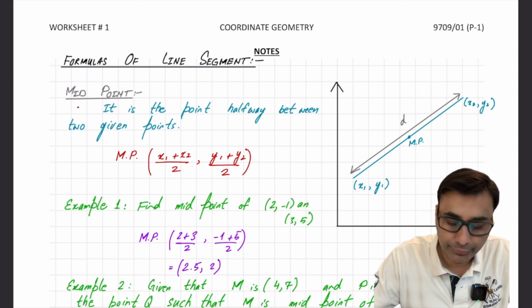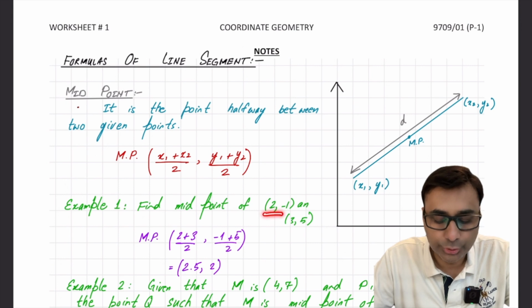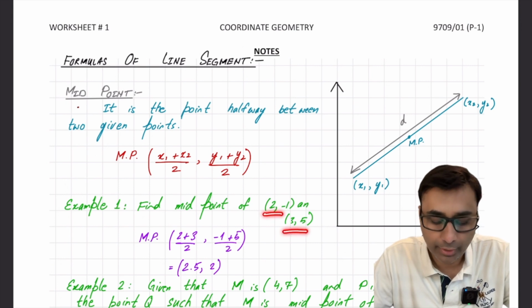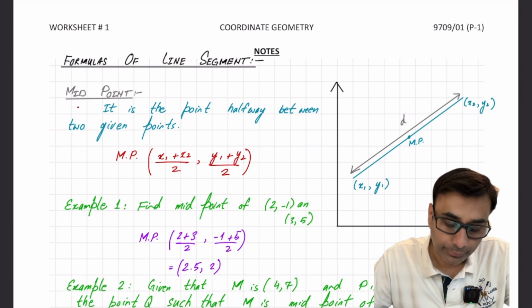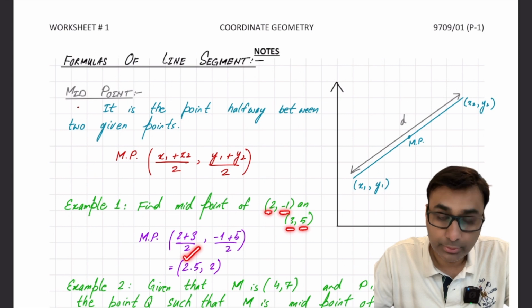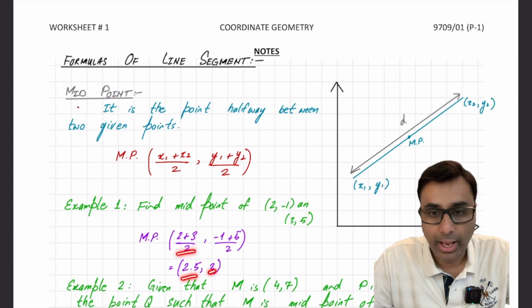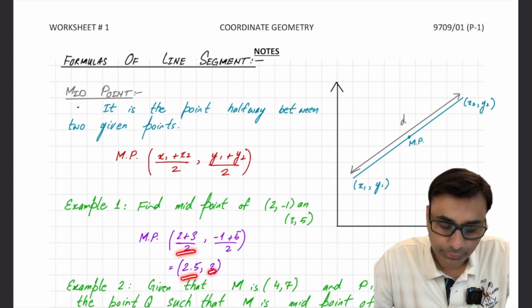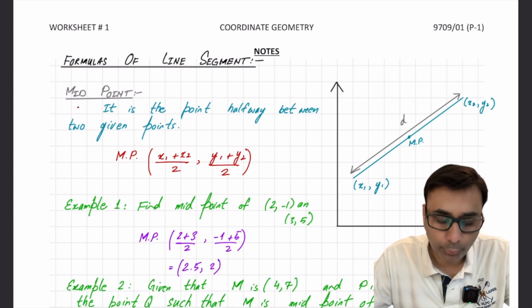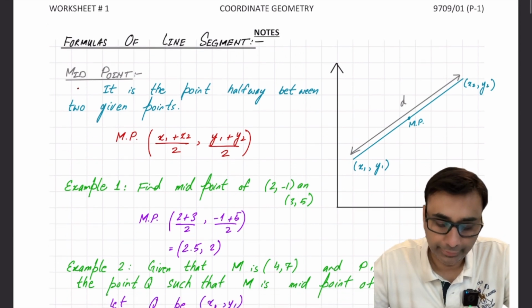Let's have a look at a few examples. Like you're given coordinates 2, -1 and 3, 5, and you have to find their midpoint. So the x coordinate will be 2 plus 3 upon 2, and the y coordinate will be -1 plus 5 upon 2. The x coordinate simplifies as 2.5, and the y coordinate simplifies as 2. So that gets you the midpoint of these two exterior coordinates.